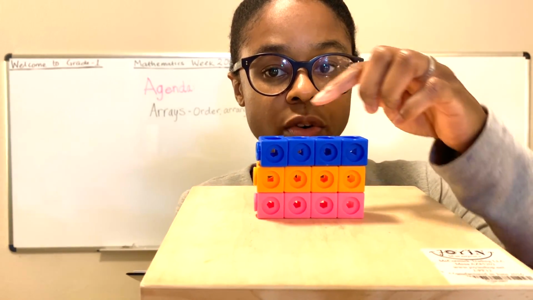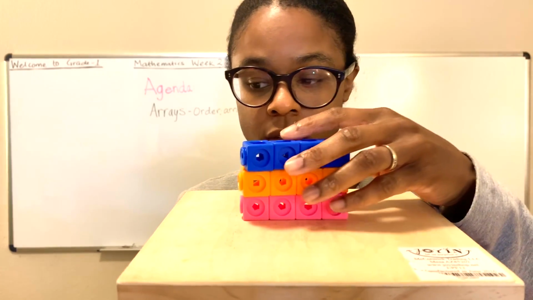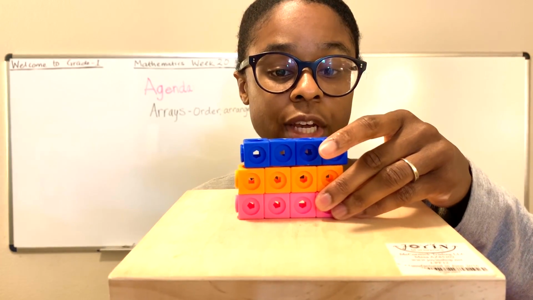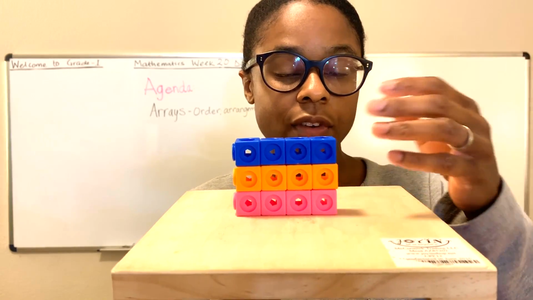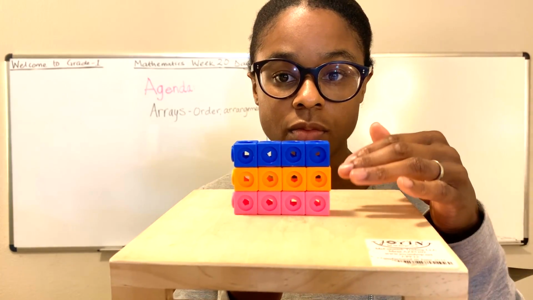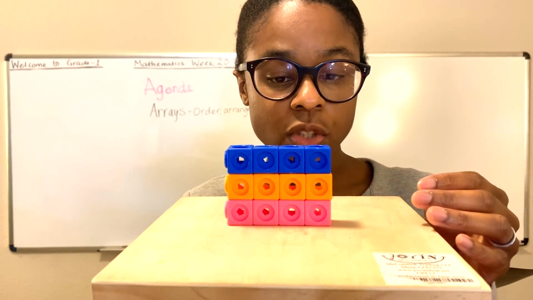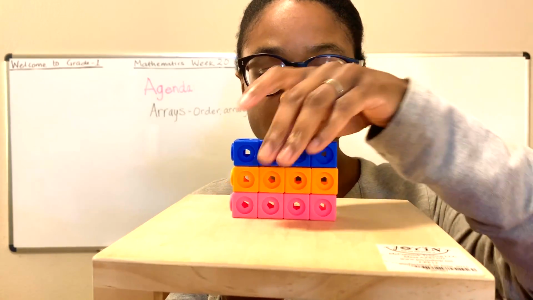1, 2, 3, 4, 4 cubes. So before there were 3 cubes times 4 groups. Now we have 3 groups times 4 cubes. And if I would ask you, well, what's 3 times 4, you would say 12 because you would skip count by 4. So you'd say 4, 8, 12.